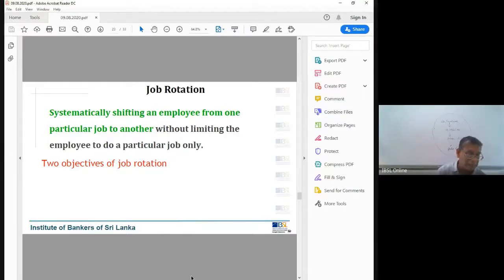Second, to prevent abuse of the specific job. To prevent abuse of the specific job. ABUSE, abuse of the specific job.